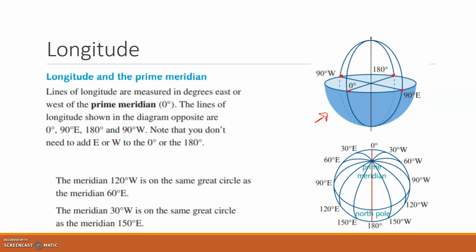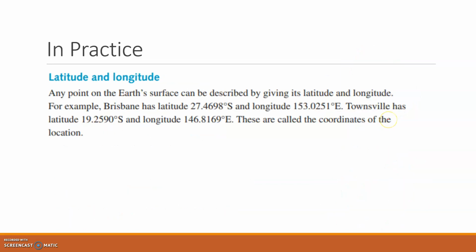You'll note that we don't add east or west to the 0 or the 180 degrees. Because with this 0, you could be 0 degrees east or 0 degrees west of something. It doesn't matter. You're in the same place. Same with the 180. So that's how the longitude lines work.